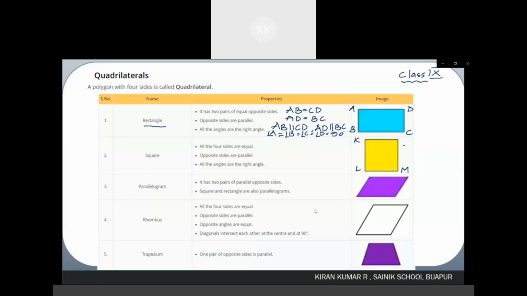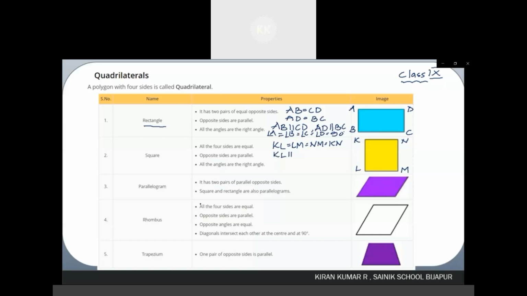I have named the figure as KLMN. In this figure, we have KL equal to LM equal to NM equal to KN. All the sides are equal. Not only that, opposite sides, they are parallel.